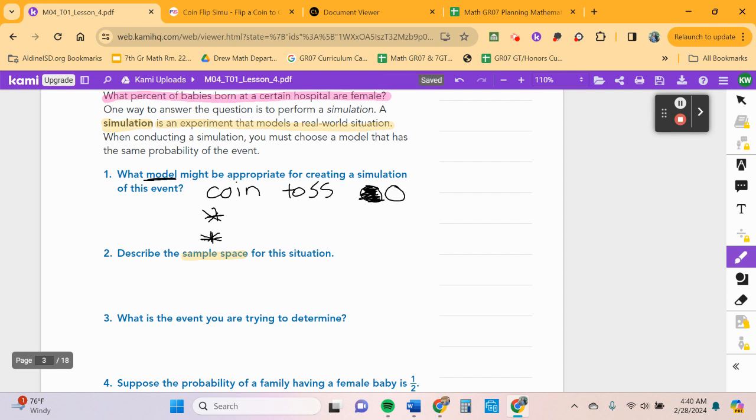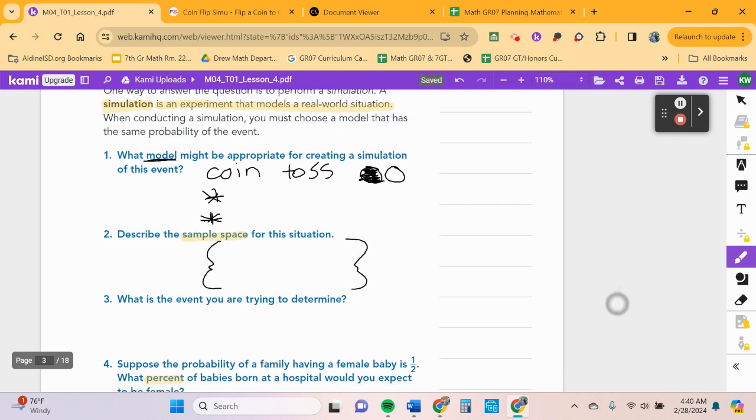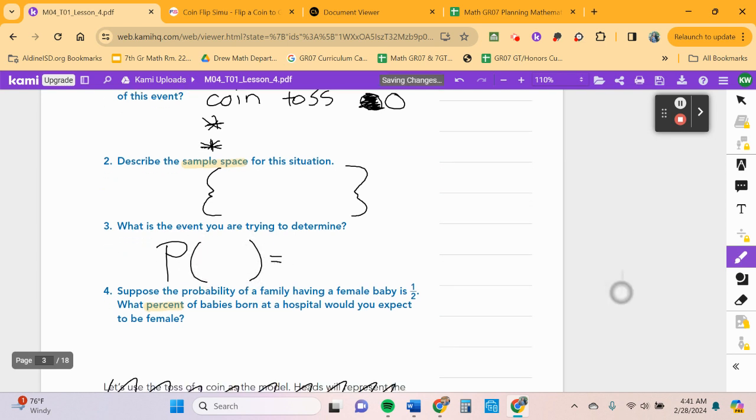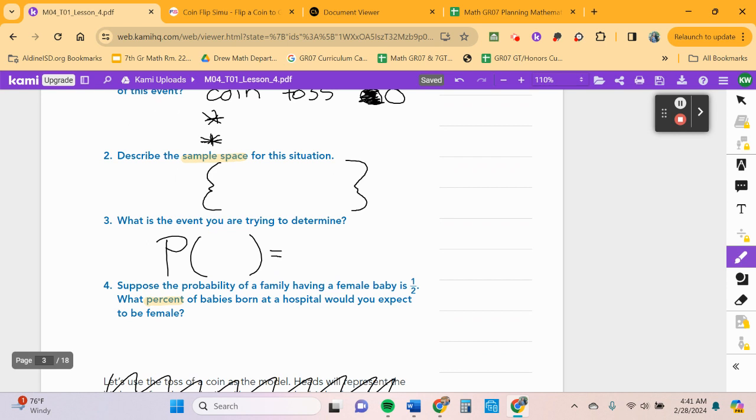Number 2 says describe the sample space. Remember, sample space we put in these braces, and that's just our possible outcomes. Number 3, what is the event that you're trying to determine? So, what is the probability of what? What are you trying to determine? And also, number 4, what is the percentage? So, the theoretical probability in percent form.